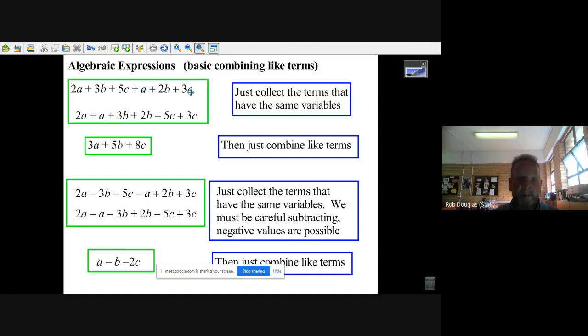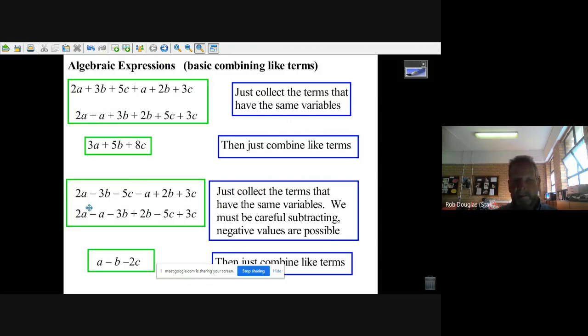You've got 1a and 3, you've got 5c and 3c. They combine to equal 8c. And so there's your final answer, 3a plus 5b plus 8c. By combining the like terms, we made the whole thing simpler.